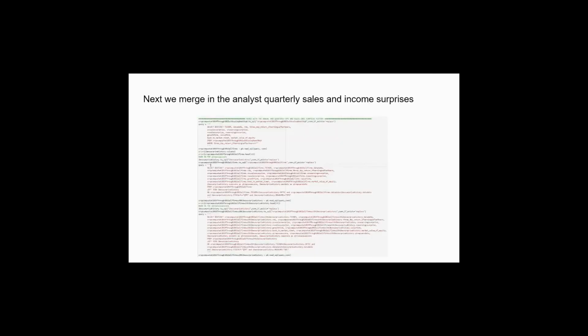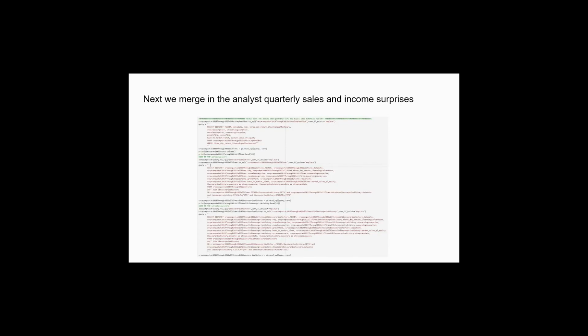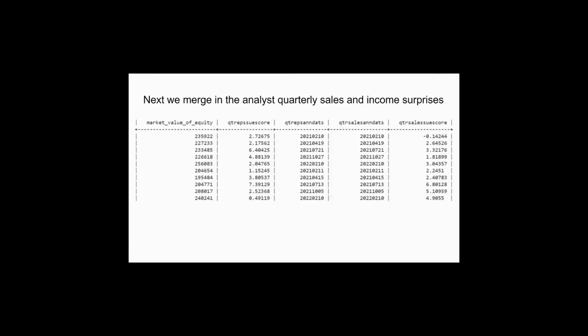Now, if you go further down in this table, they also have sales. And so the sales SUE score is what was the actual sales minus what did the analysts expect sales to be, divided by the standard deviation of the analyst estimates. And that gives you SUE. Okay. So now we want to merge in that analyst quarterly sales and income surprises. This is our earnings surprise, but then further down in the spreadsheet, there's sales, and that'll be our sales surprise.